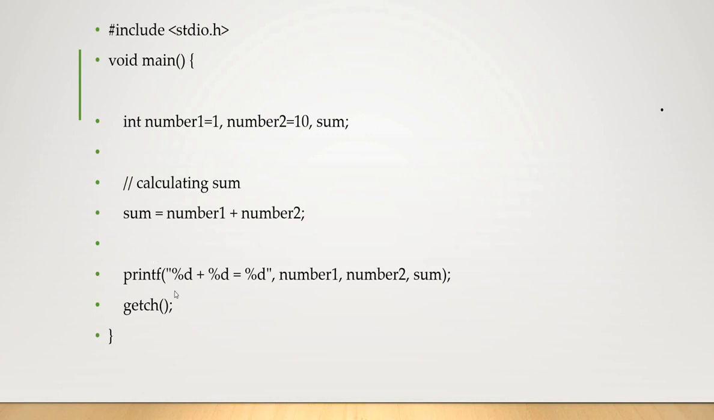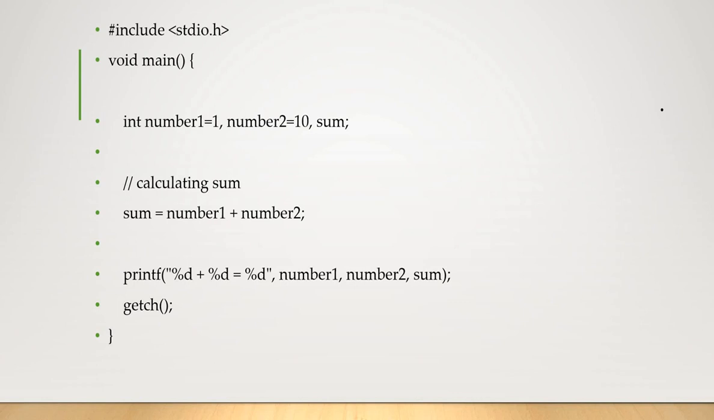Okay, next one is printing. printf("%d plus %d equal to %d", number1, number2, sum). So how to write a printf statement? In this case, what is %d? The %d denotes integer type. We are going to print an integer type. If it is %c, it denotes that we are going to print the character data type.